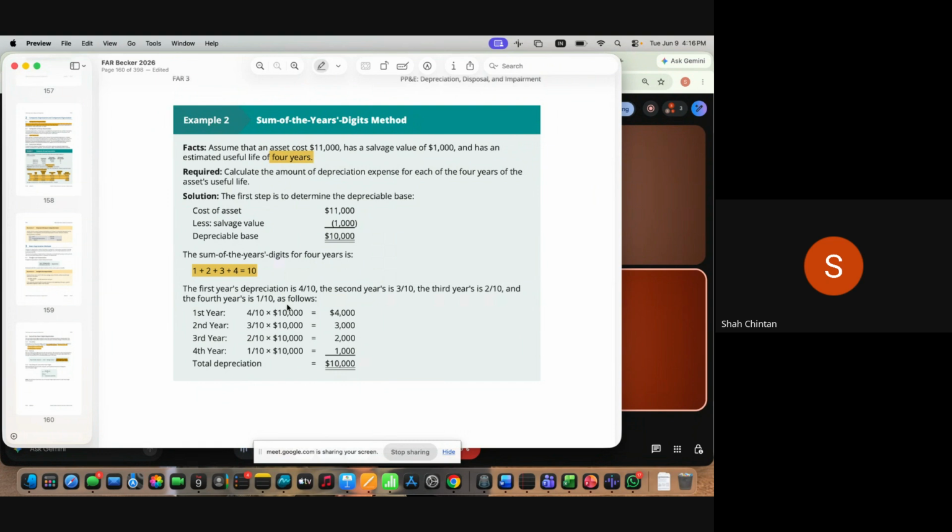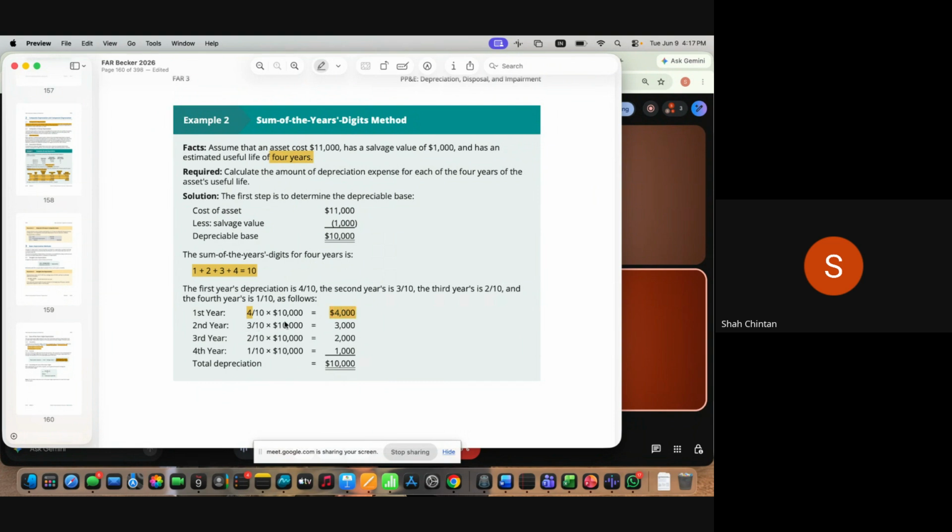So during the first year, I assume that my asset is going to be used for the 4 years. During the second year, I assume my asset is going to be used for the 3 years. During the third year, I assume my asset will be used for 2 years. And during the last year, fourth year, I assume my asset will be used for this particular single year. So my mathematical formula says it's $10,000 into the useful life of the asset including the current year, 4, divided by sum of years digits total, which is 10. So we are charging a 40% depreciation in the first year.